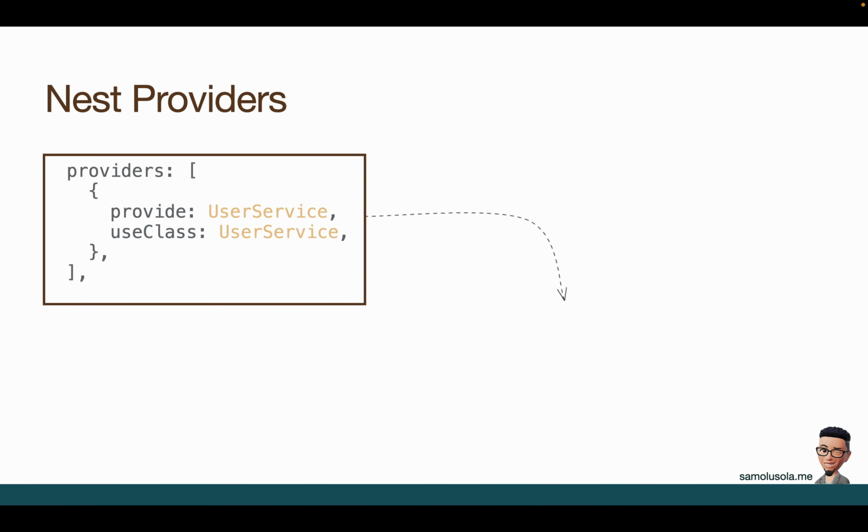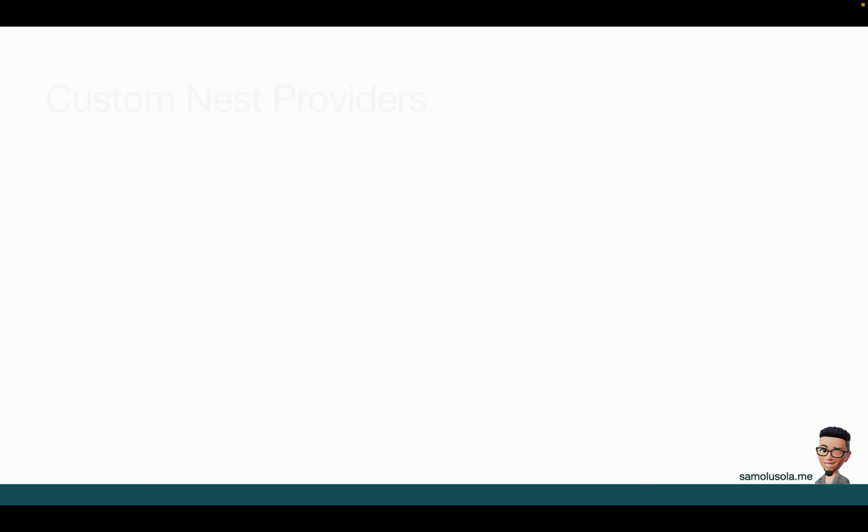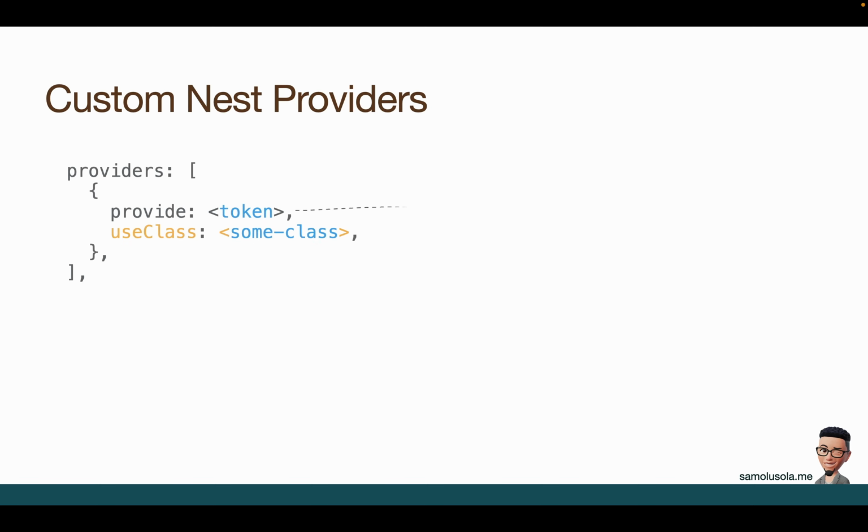Providers that we define in this kind of form are known as custom providers. There are also different ways by which we can define custom providers. The first one that we saw is by using the provide and use class. The provide is a token that represents what we want NestJS to register as a provider. It is not restricted to being a class. Then the value of the use class will be a class which Nest will create an instance of whenever the provider is requested. We can also use value by providing a direct value or a reference to an object directly.